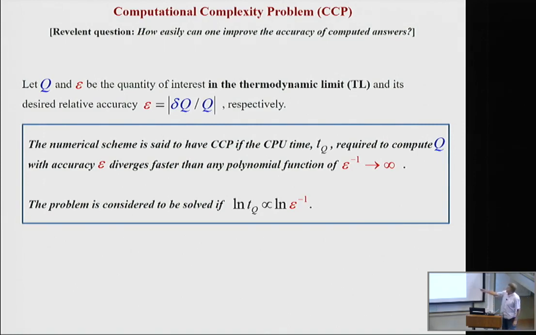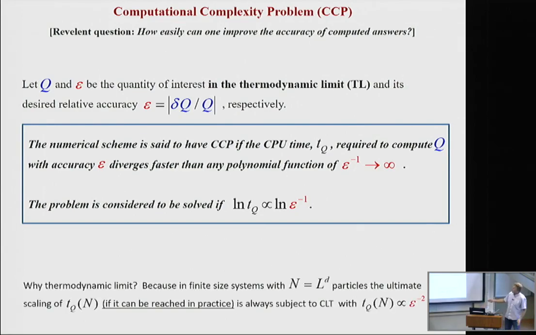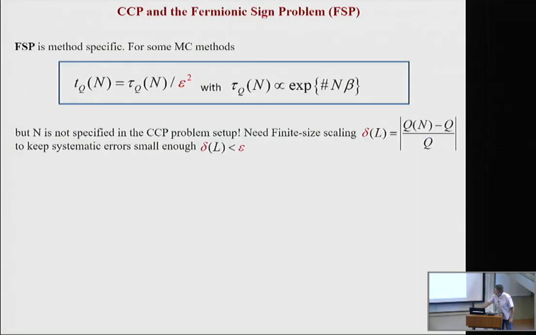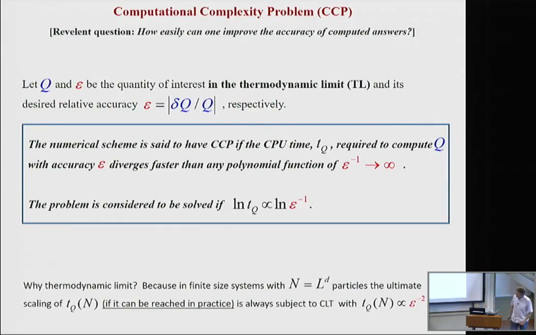Well, why I'm talking about thermodynamic limit? Because academically speaking, if you take finite size system M. Nikolai, you have one extra log on the right hand side here that you shouldn't have. Sorry, which one? Log T versus log epsilon. I think you mean epsilon minus 1. Yeah. You mean log on both sides? Yeah, it's a polynomial function. That's what I mean. To be solved, it has to be a log versus log, which means it's some polynomial function, that's why I don't have to specify the prefactor.